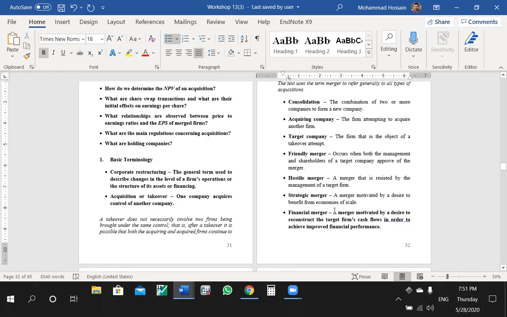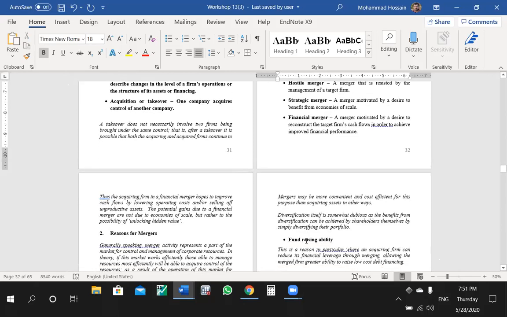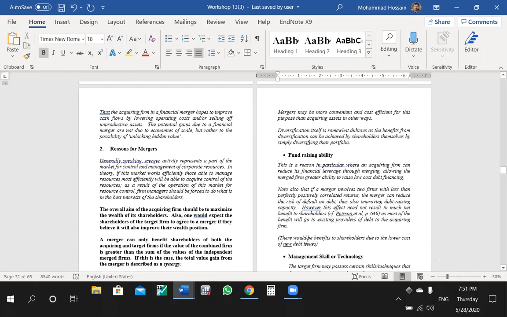Okay, financial merger. This is a merger motivated by a desire to restructure the target firm's cash flows in order to achieve improved financial performance. When they see that they're going to have a better financial performance, they will do that merging. If they feel like that, they can do it, yes.